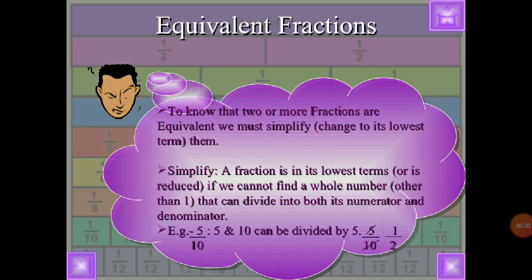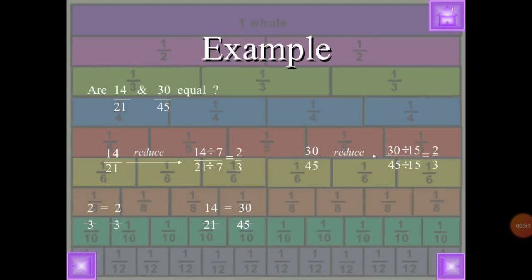For example, here 5 by 10. Now here 5 and 10 can be divided by 5. So 5 ones are 5 and 5 twos are 10. So the answer is 1 upon 2. That means the equivalent fraction of 5 by 10 is 1 upon 2.